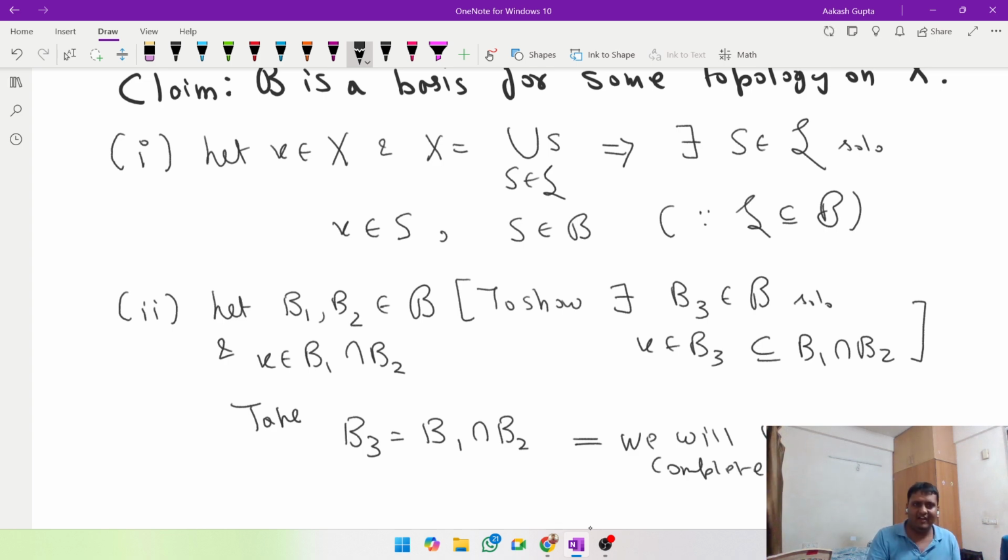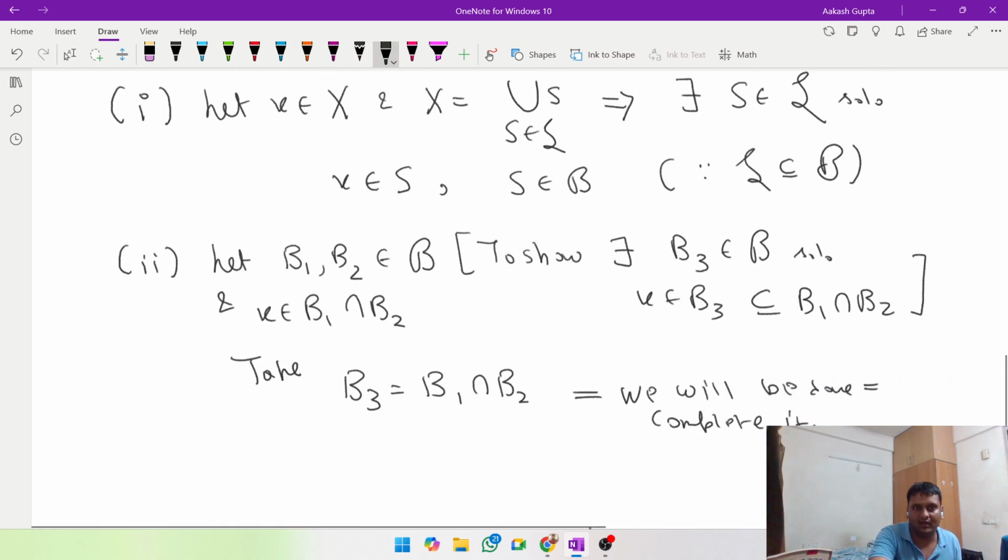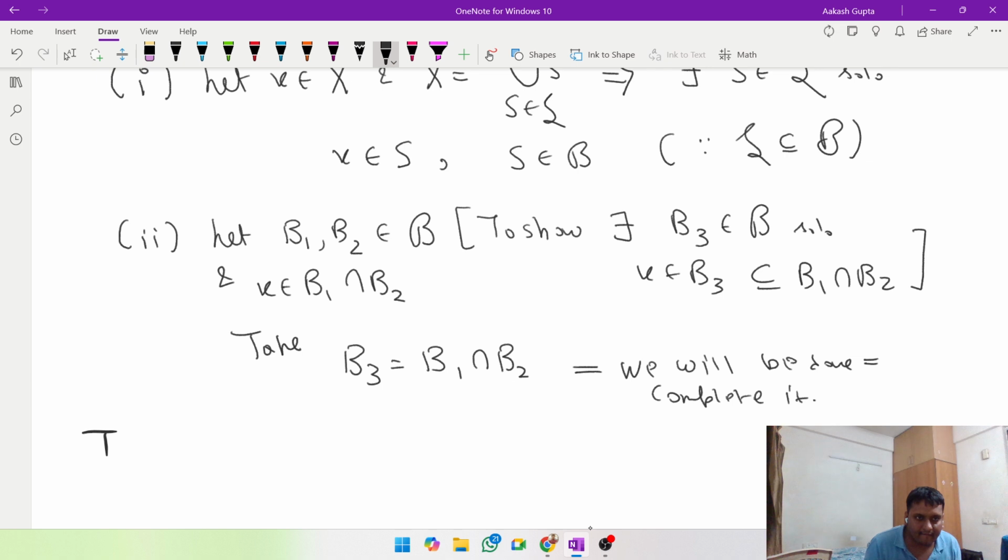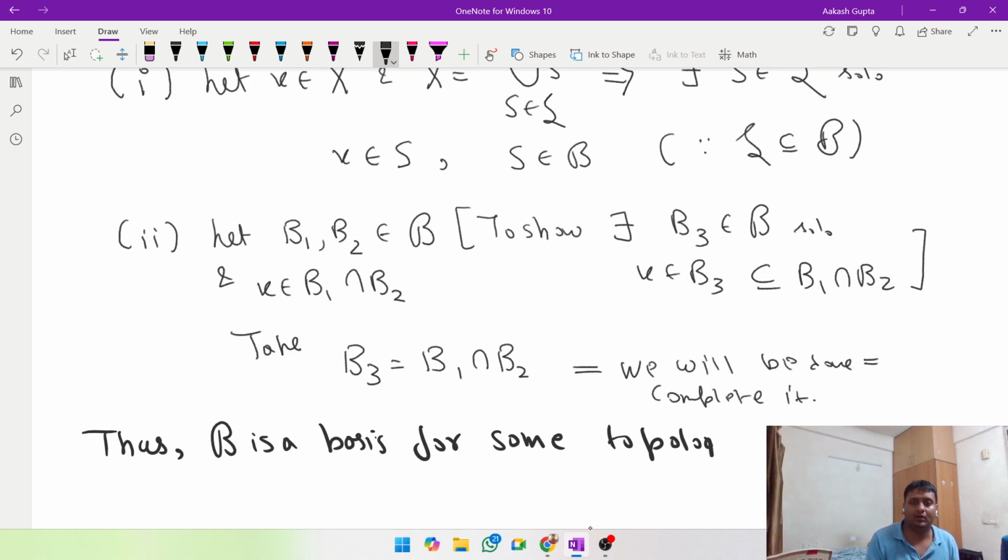So what we have established, thus, script B is a basis for some topology on X.